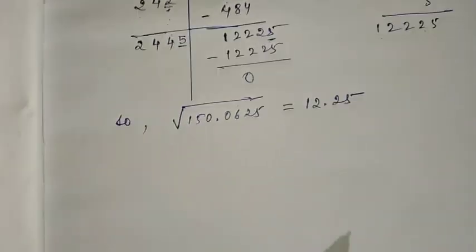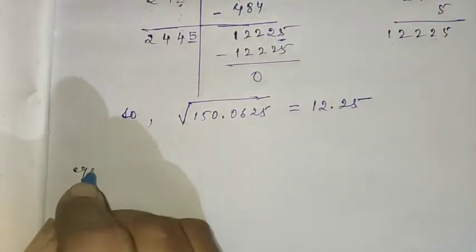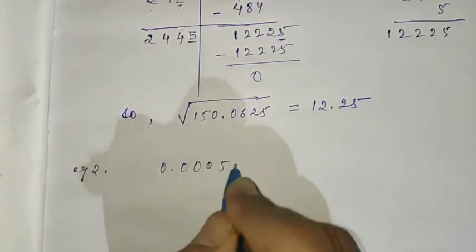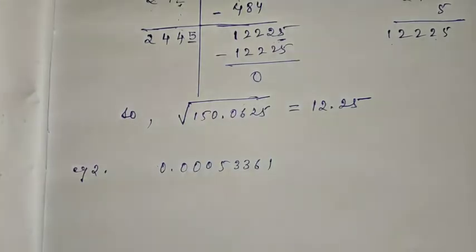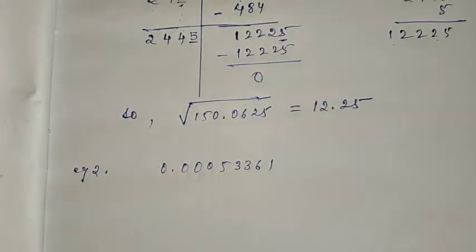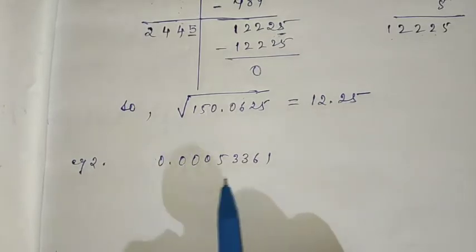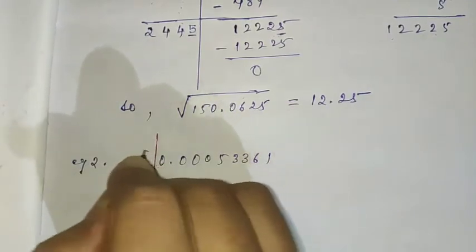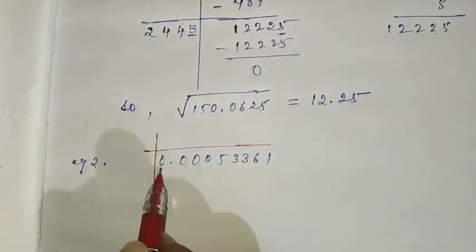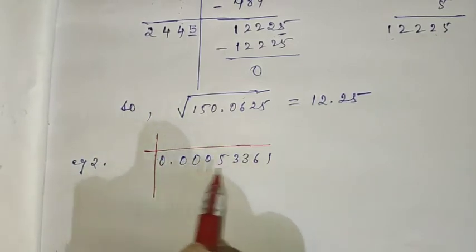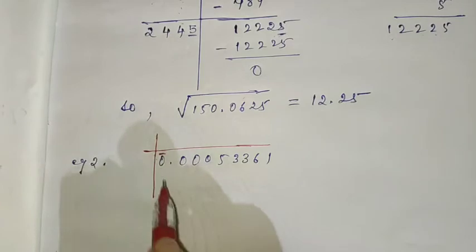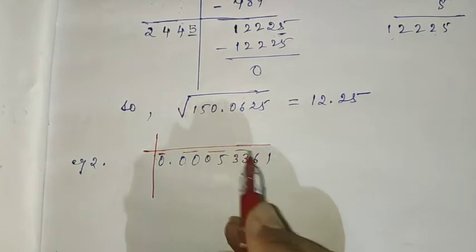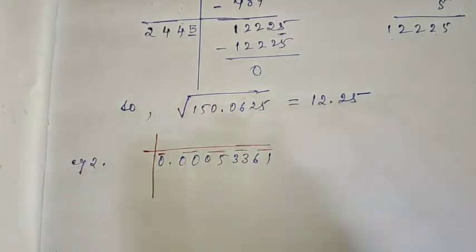Now suppose a number is given to you like this. For example, find the square root of 0.00053361. So you will follow the same process and find the square root of this number. While finding the square root, the same method we are going to follow. Make pairs, the whole number part from the right, the decimal part from the left. So this will form a single digit pair, and over here these two zeros, 05, 33, 61. Now let us start.